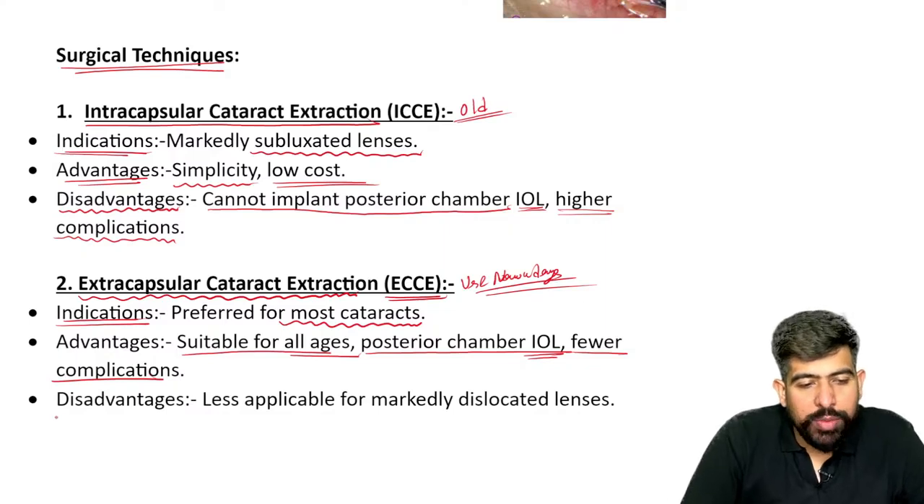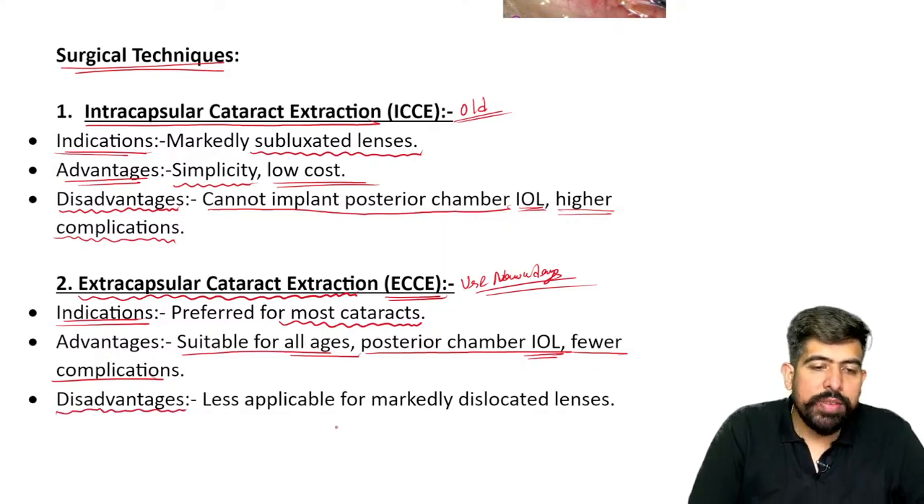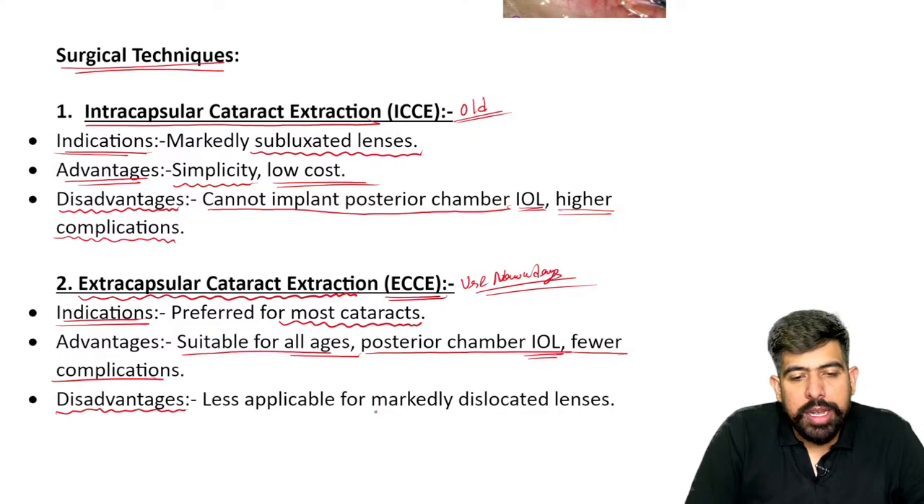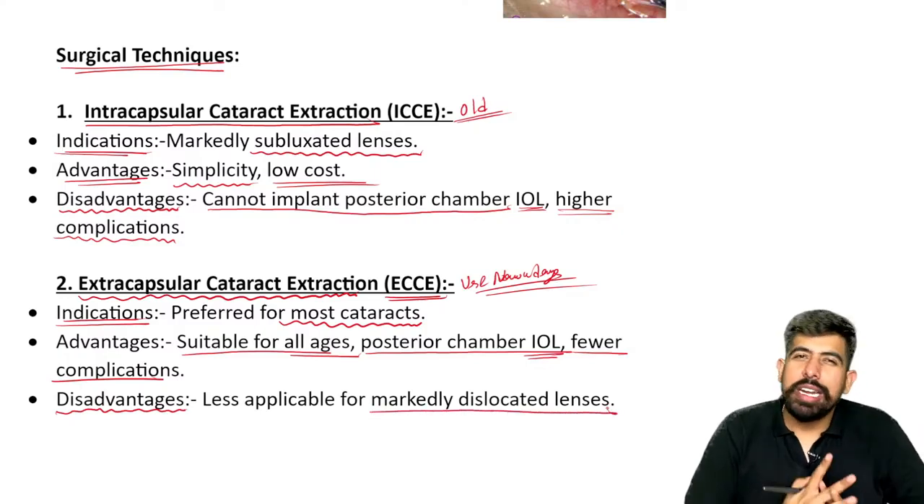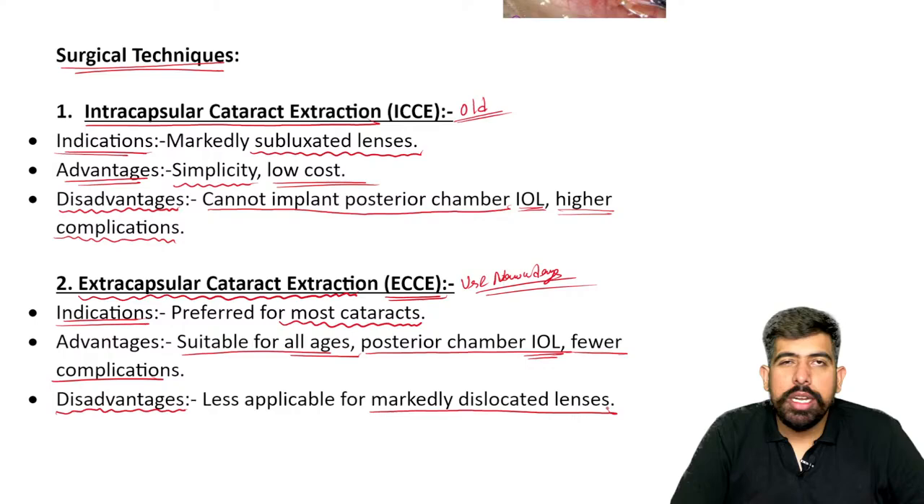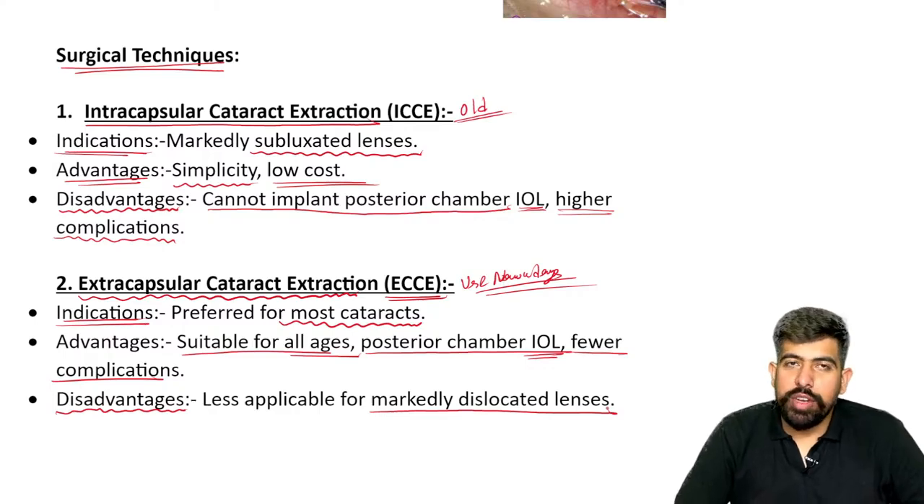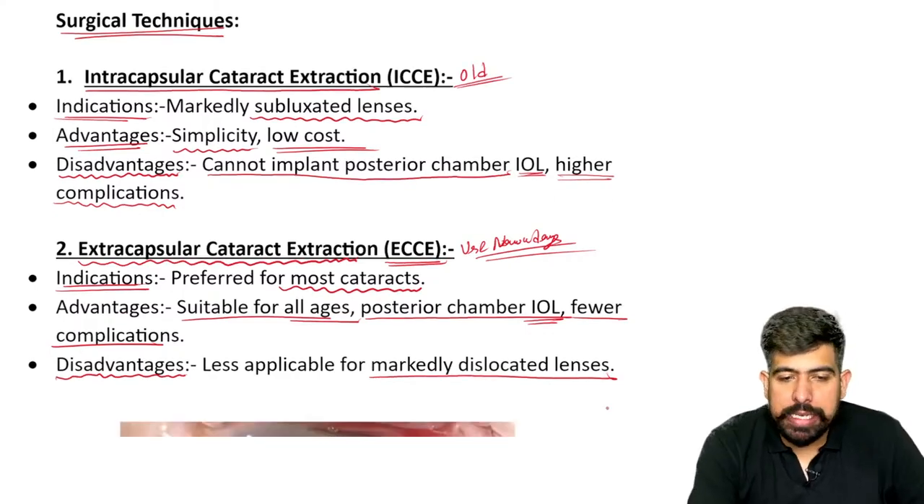But the disadvantage is also there. What is the disadvantage? It is less applicable for marked dislocation. If the dislocation of the lens has happened, now we cannot do this. Now we cannot do the ECCE.